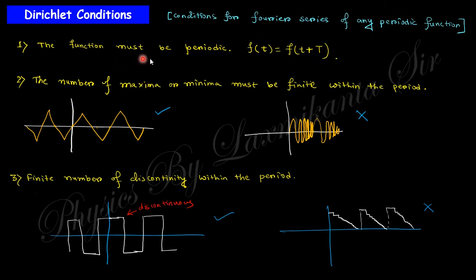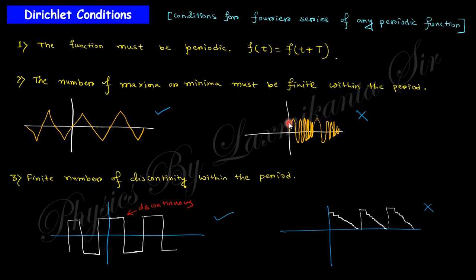So the first condition is that the function must be periodic. This is the main condition. Next, the number of maxima or minima within this periodicity must be finite. There will be a finite number of maxima and minima. You can see here, this is the periodicity. There is a single maxima and a single minima. So there is a finite number of maxima and minima, so this can be expressed as the Fourier series.